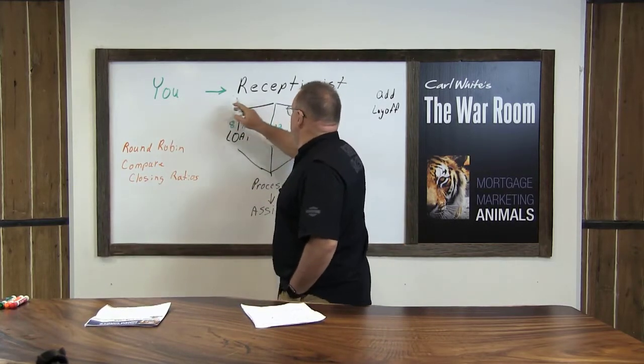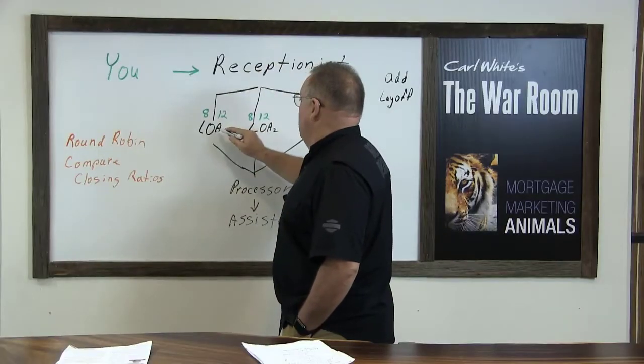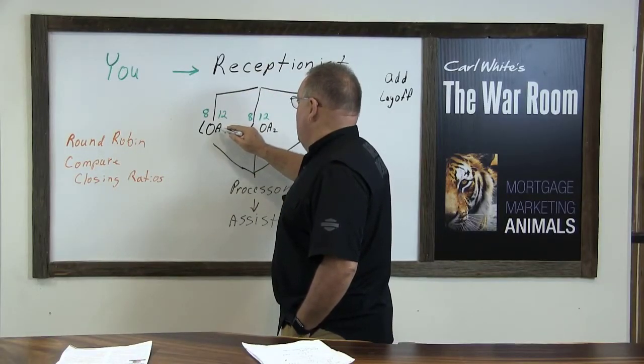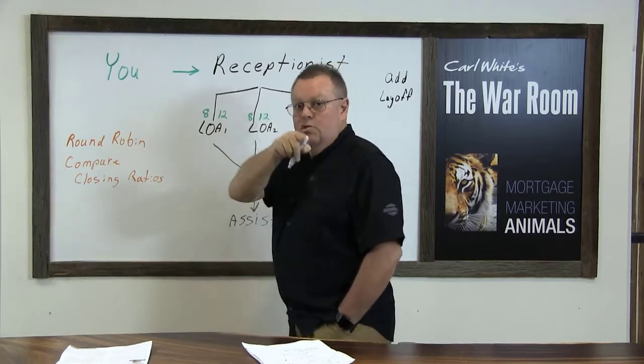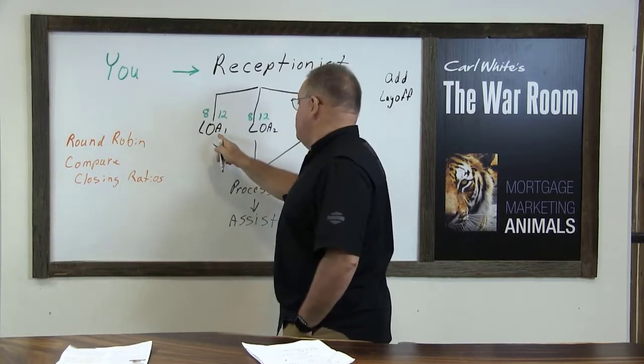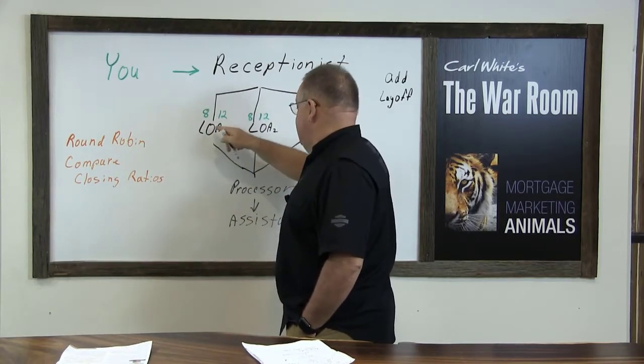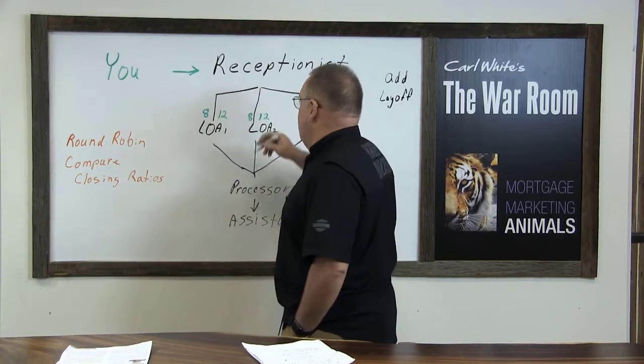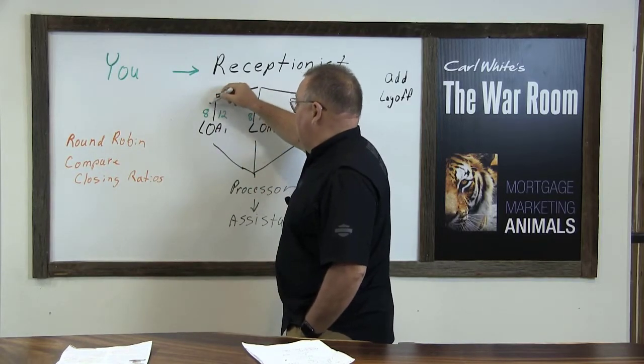Anyway, so phone call comes in, the receptionist takes it, loan officer assistant number one takes the application, you sell the deal, give it back to loan officer assistant one, and them and the processor take that to closing. They can do that for about 8 files.